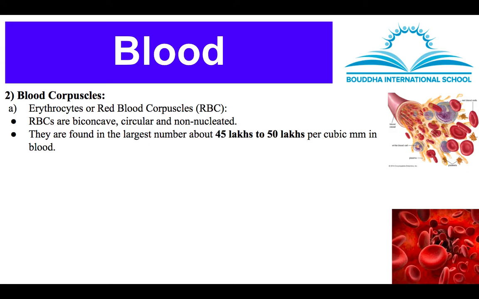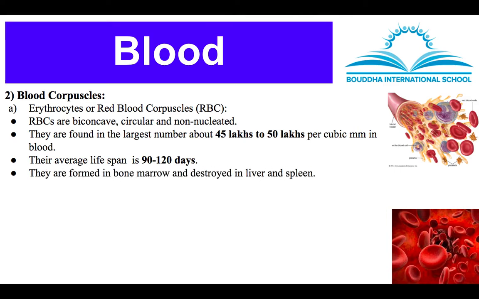They are found in the largest number, as I told you, around 45 lakhs to 50 lakhs per cubic millimeter in blood. Since it is found in maximum number, that's why our blood is red in color. If WBC was found in more amount, then our blood could be colorless. But right now our blood is red in color because of the maximum number of RBC present in the blood. And it survives for 90 to 120 days, means 3 months to 4 months on average.